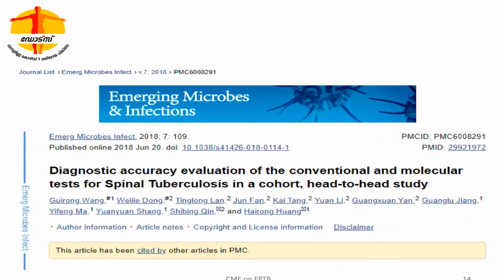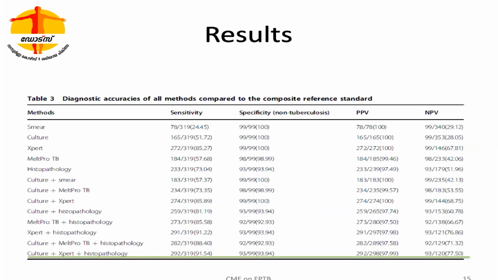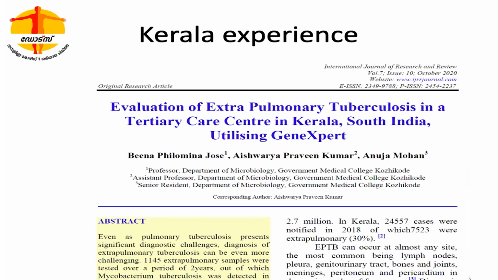There is a study from China which compares the diagnostic accuracy of the conventional microbiological test with the nucleic acid amplification test, and they have found that independently they have a lower sensitivity and specificity, but when they combine the culture, the nucleic acid amplification test like GeneXpert, and the histopathology, the sensitivity and specificity go beyond the 90% mark. So a combination of the culture, the nucleic acid amplification test and histopathology will give a better diagnosis than other single diagnostic methods. This slide has also already been shown by Anita Madam.